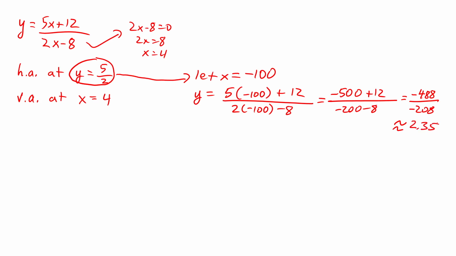Now, the y value of the horizontal asymptote is 2.5. Okay, it's right over here. It's this 5 over 2. Well, 5 over 2 is equal to 2.5. So since we're below that horizontal asymptote to the far left, we can say that as x approaches negative infinity, the curve approaches the horizontal asymptote from below.